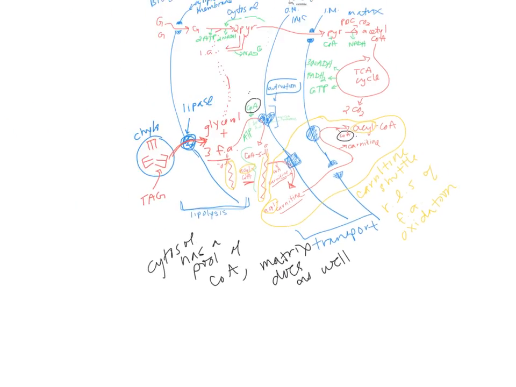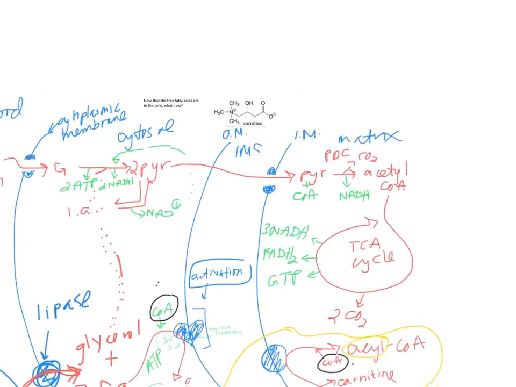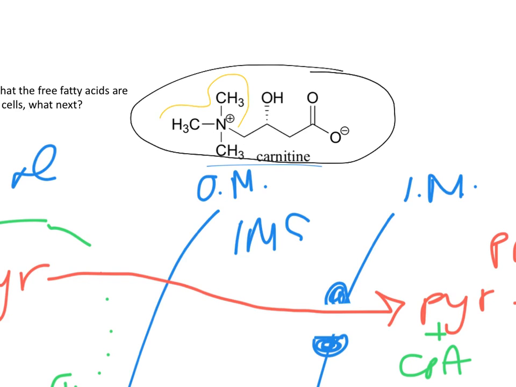Okay, so I need to show you what carnitine looks like, because you'll just need to be able to recognize this molecule. So this is carnitine. It has a functional group that you've seen before called a choline. And then it has a carboxylic acid and an OH.